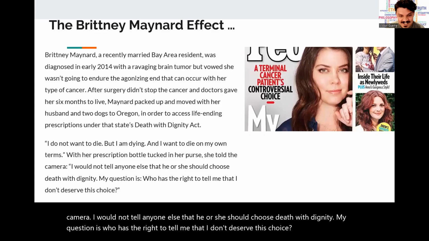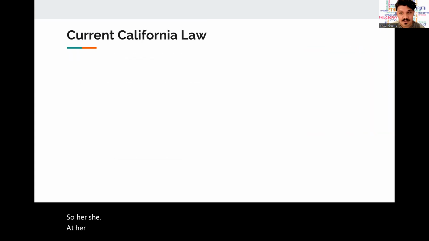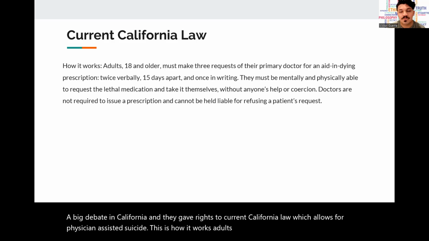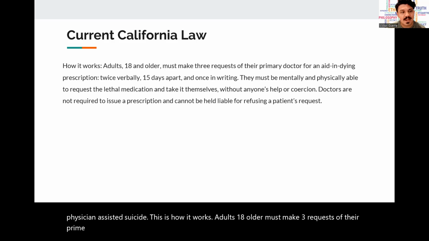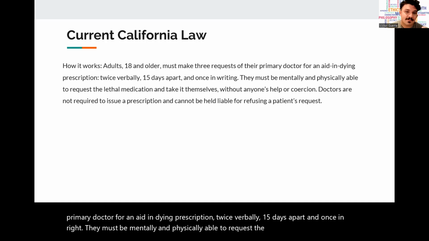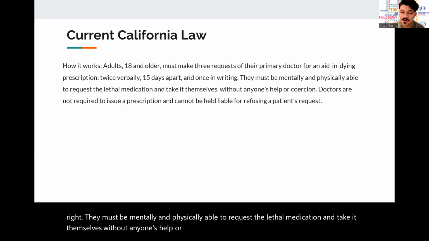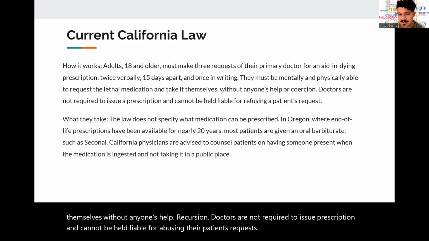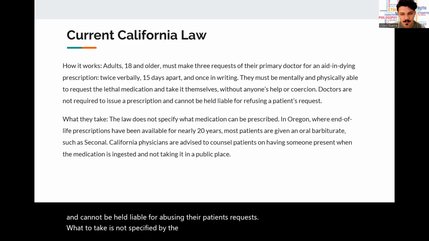So she and her situation sparked a big debate in California, and it gave rise to current California law, which allows for physician-assisted suicide. This is how it works. Adults 18 and older must make 3 requests of their primary doctor for an aid in dying prescription, twice verbally, 15 days apart, and once in writing. They must be mentally and physically able to request the lethal medication and take it themselves without anyone's help or coercion. Doctors are not required to issue a prescription and cannot be held liable for refusing a patient's request. What they take is not specified by the law, but I think for most places it's a barbiturate.